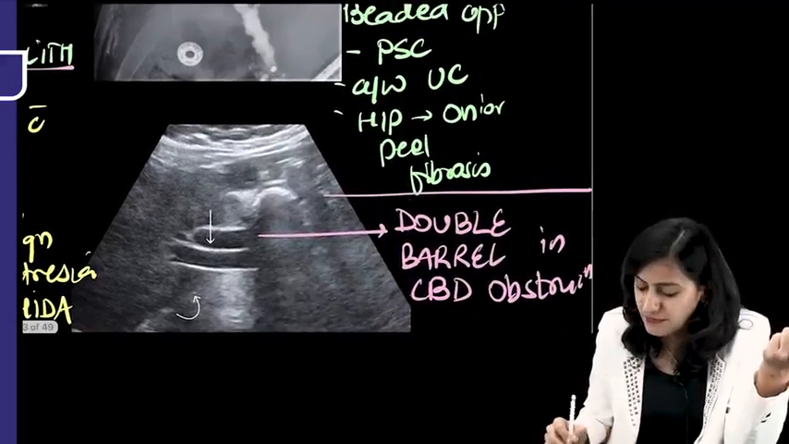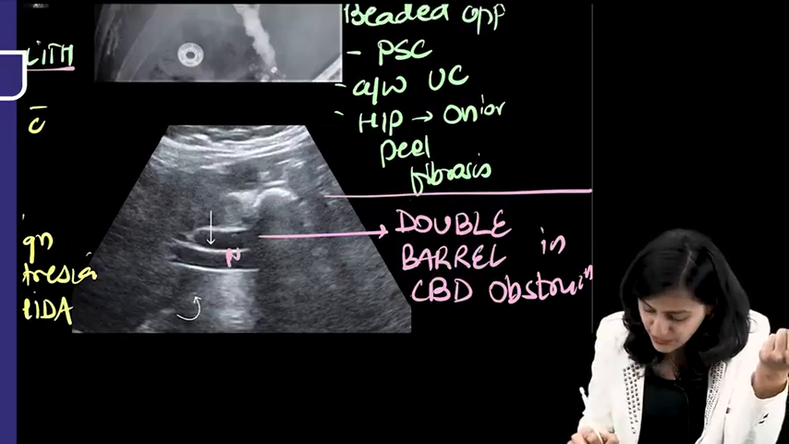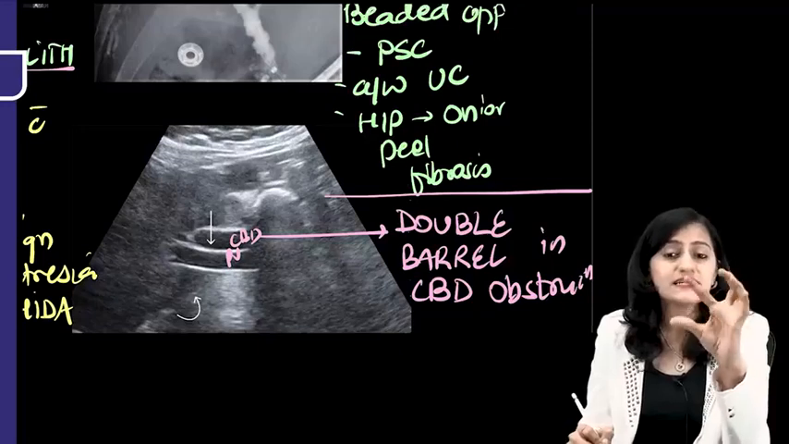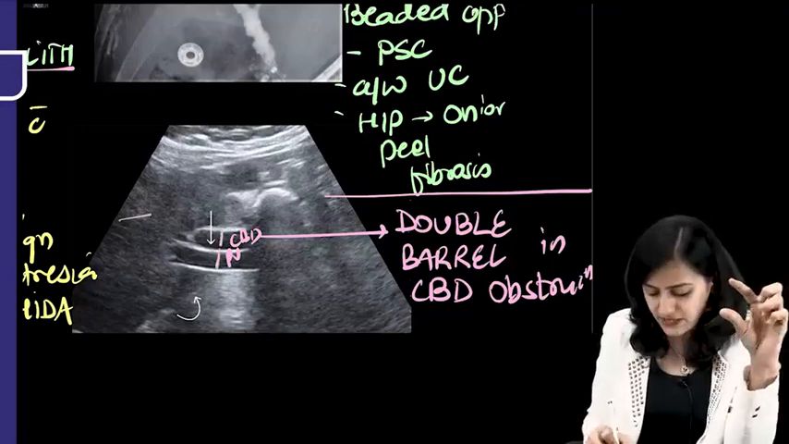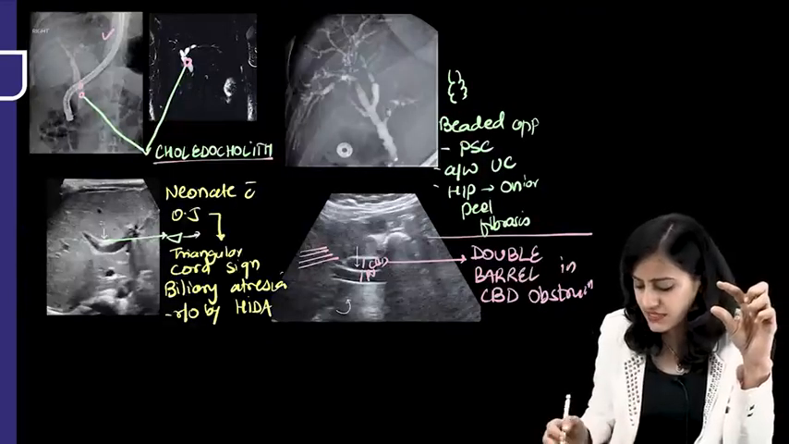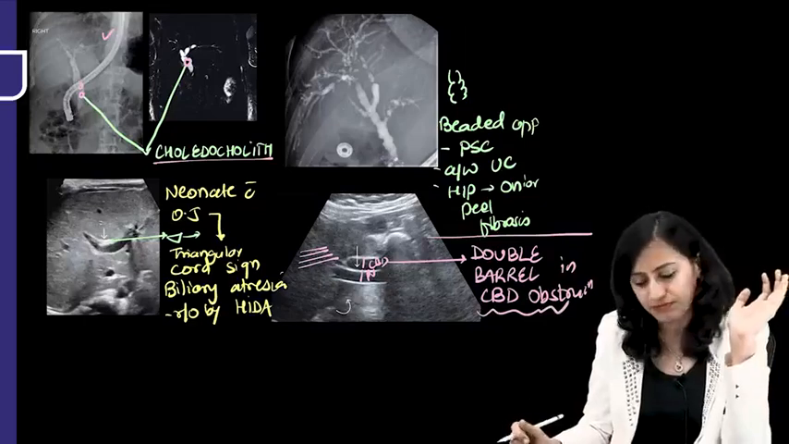Where do you see the double barrel sign? The double barrel sign is the appearance of the portal vein and the dilated CBD. The CBD becomes as dilated as the portal vein, so these two give the double barrel sign, which is seen with any cause of CBD obstruction.